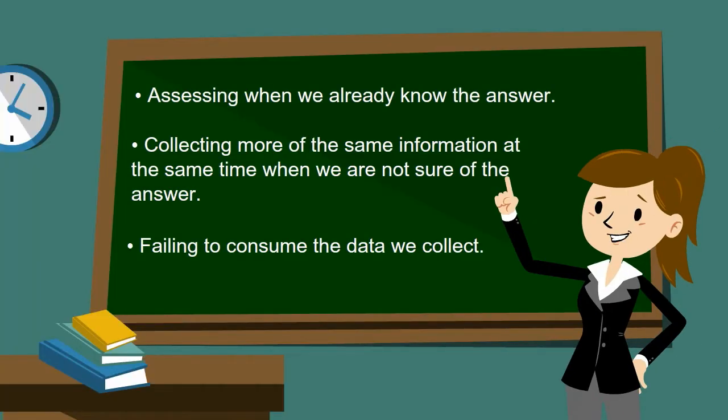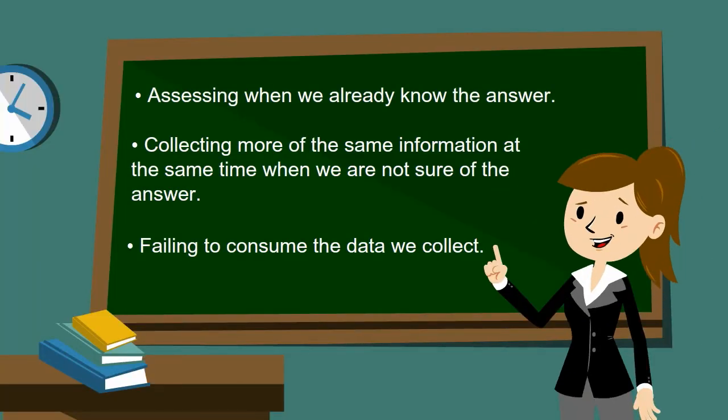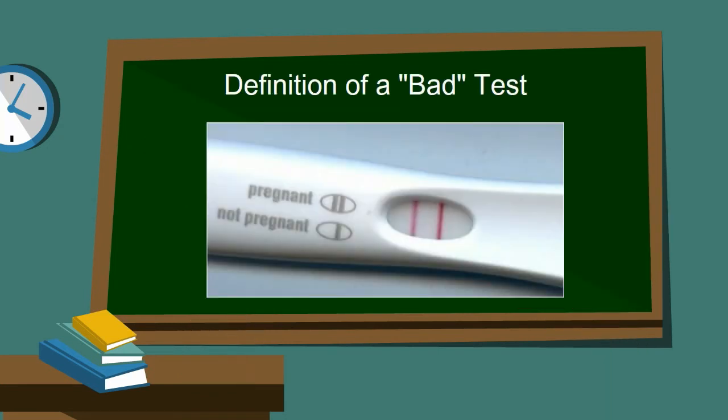So back to our three errors. When we assess when we already know the answer, we invite error. Here is an extreme example. Giving a pregnancy test to a male will only confirm what we already knew or give us bad information. The mistake here is giving the test in the first place.